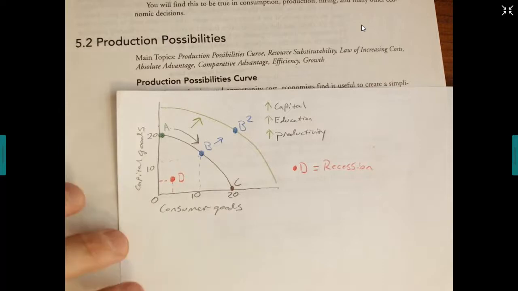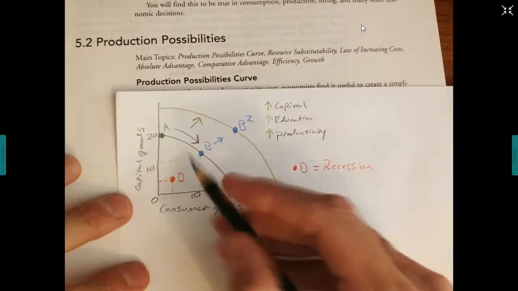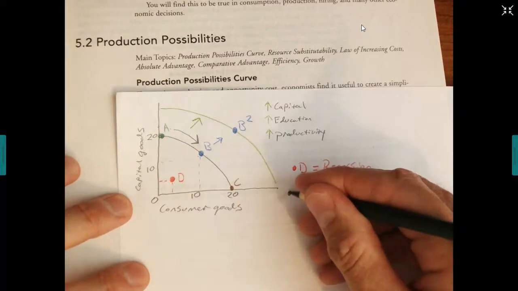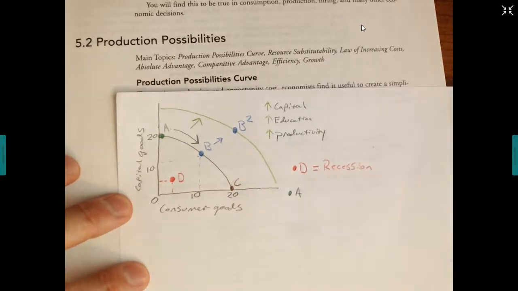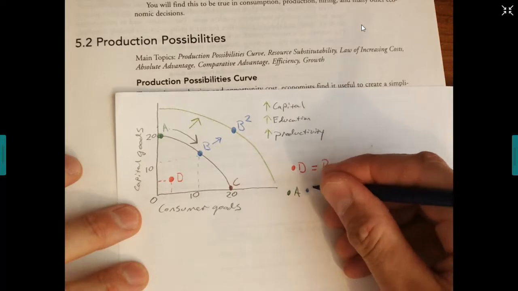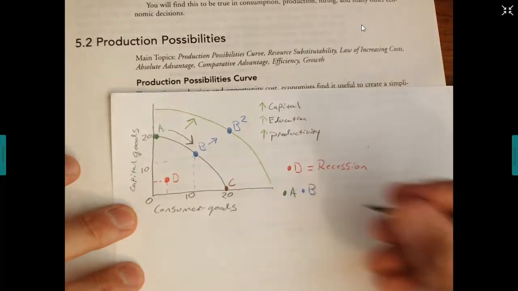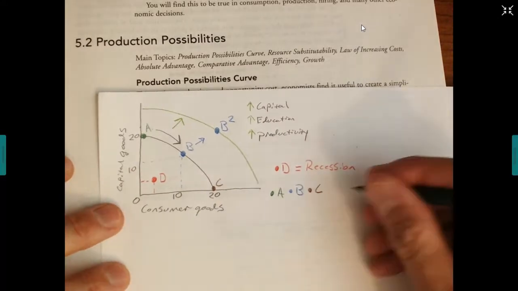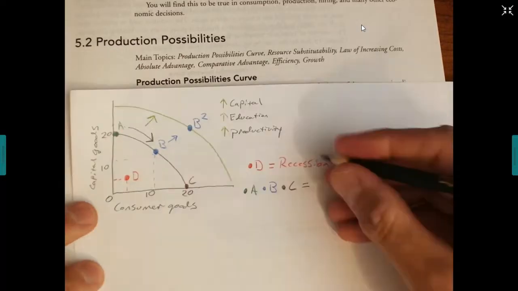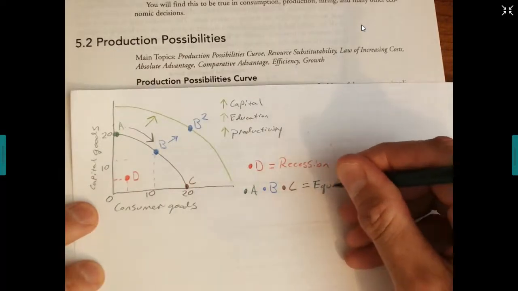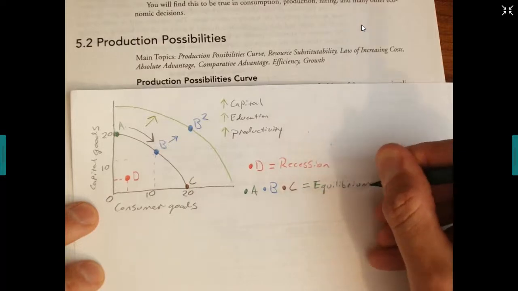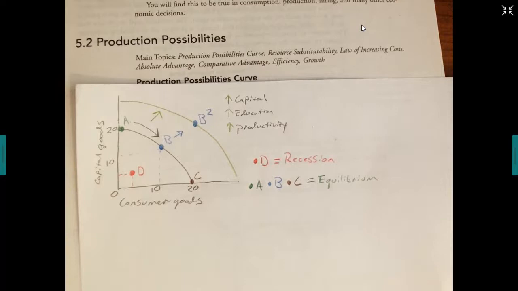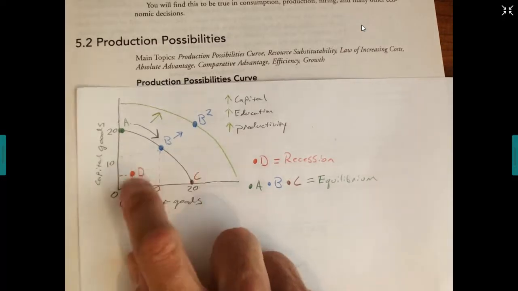On the other hand, if the economy is producing anywhere on the curve, point A, sorry, I'm trying to color code this for you guys, point B, or point C, all of those points are said to be equilibrium. Equilibrium is what we're always trying to reach in an economy. Sometimes we're in a recession where we're not quite there. We want to be able to produce more.